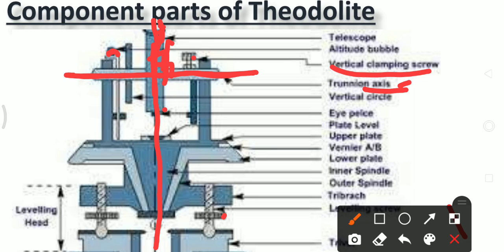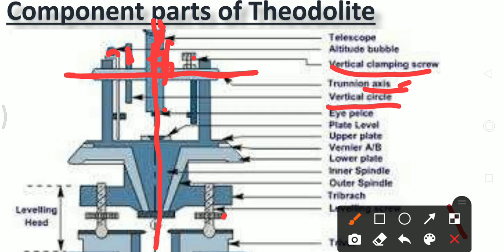Next component part is the vertical circle. This part of the theodolite is called the vertical circle. The main function of the vertical circle is to measure the vertical angle. With the help of the vertical circle, we can easily measure the vertical angle up to an accuracy of 10 seconds or 20 seconds.